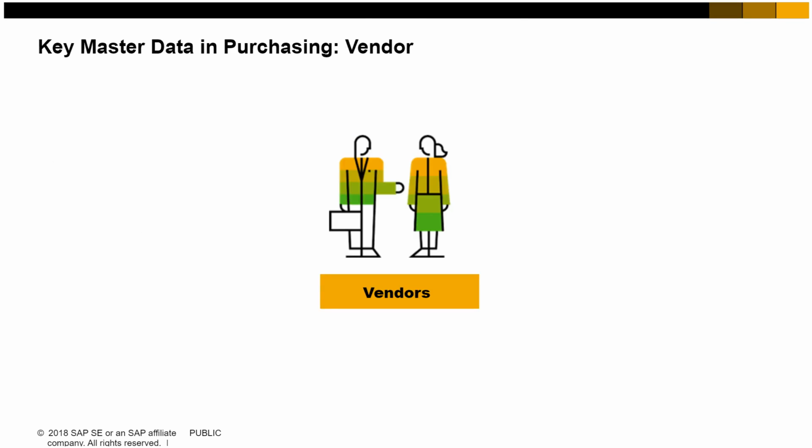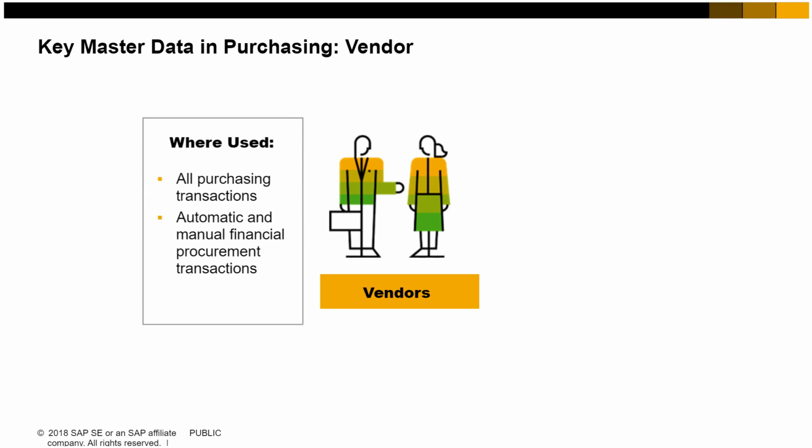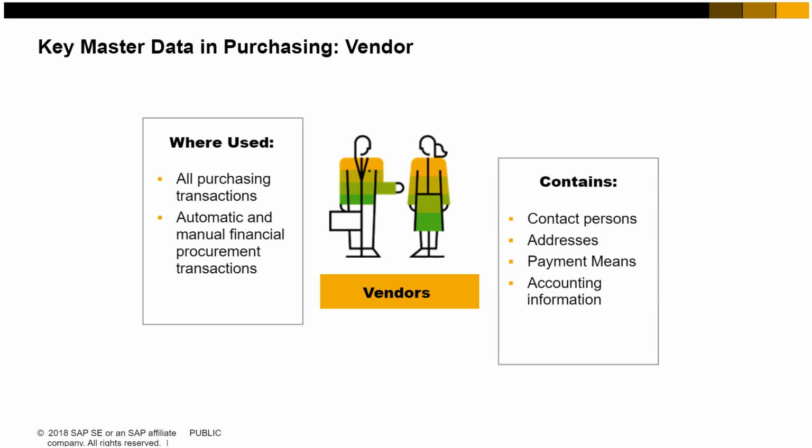Now, let us look at key master data information needed for the purchase order. The first required piece of master data is the vendor. The vendor is one of the 3 types of business partner master data maintained in SAP Business One. Vendor data identifies who is supplying the goods and services. You use vendor master records in all purchasing transactions. The vendor is also used in automatic and manual financial procurement transactions.